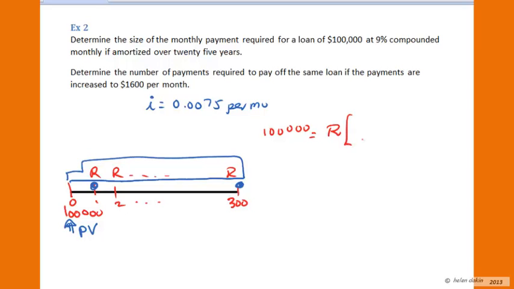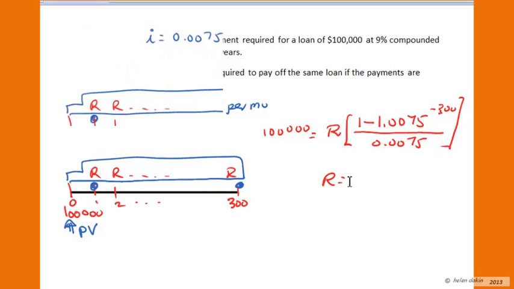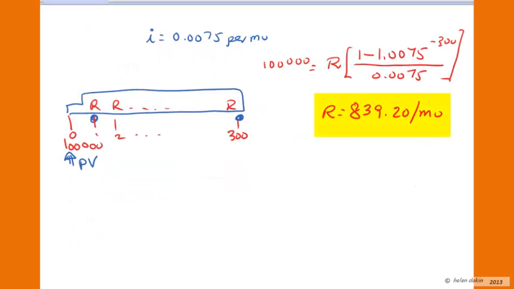So using the present value formula, we've got present value of $100,000 is equal to R dollars per month multiplied by the present value factor, because we're using the present value formula. So that would be 1 minus 1.0075 to the negative 300, because there's 300 monthly payments of R dollars, divided by 0.0075. You work out what this annuity factor is, store it in your calculator, store it in memory 1, divide it into $100,000, and you will end up with a monthly payment of $839.20 per month.